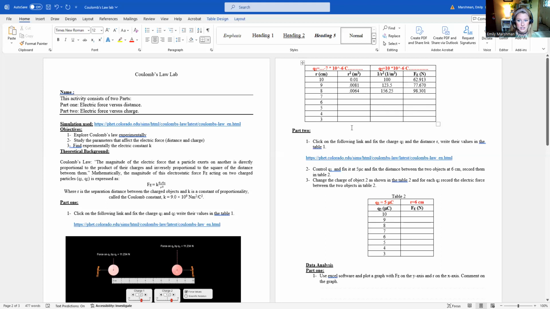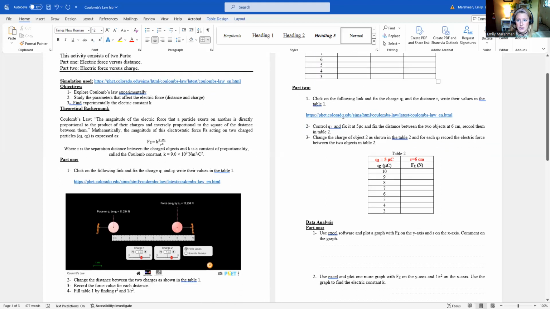So that's the first data collection. Part 2 is we are fixing charge 1 at 5 microcoulombs, and we are also fixing the distance at 6 centimeters. The only thing that we're going to change here is Q2. As we decrease the amount of charge on Q2, what should happen to the force? If Q2 goes down, the force goes down as well. So let's set it to 5 microcoulombs, 6 centimeters apart, and we'll start with Q2 being 10.